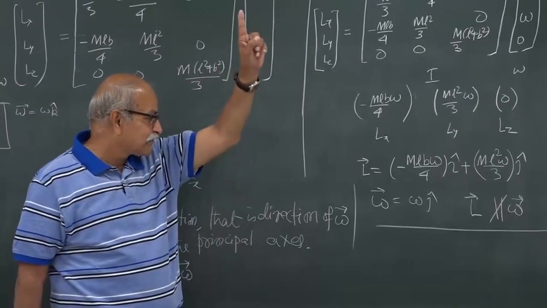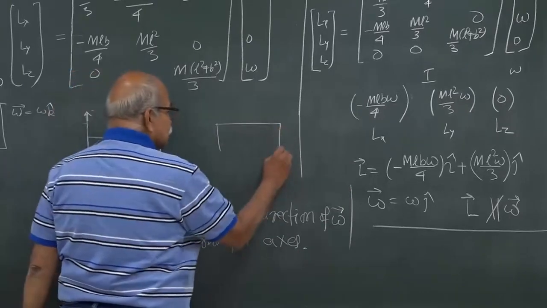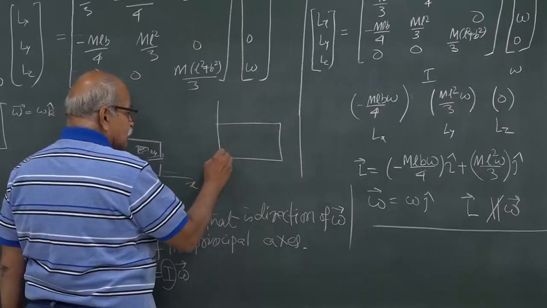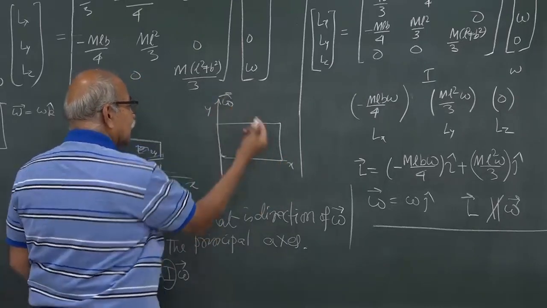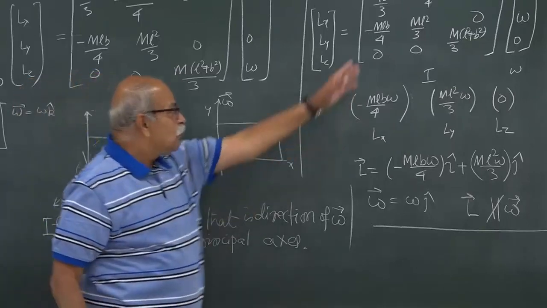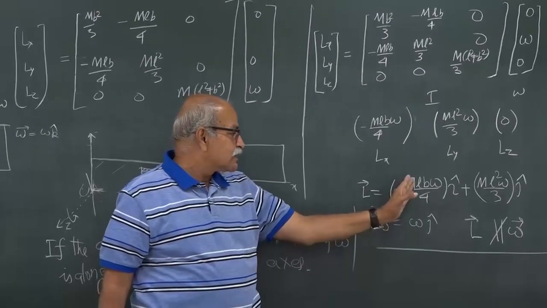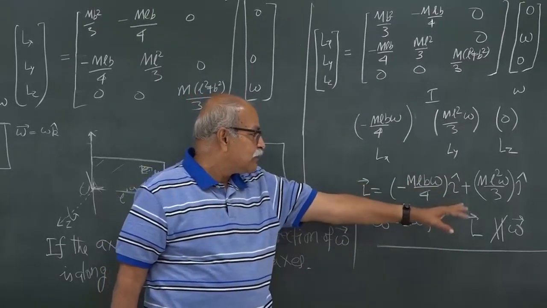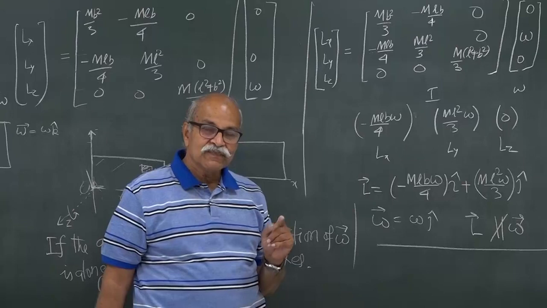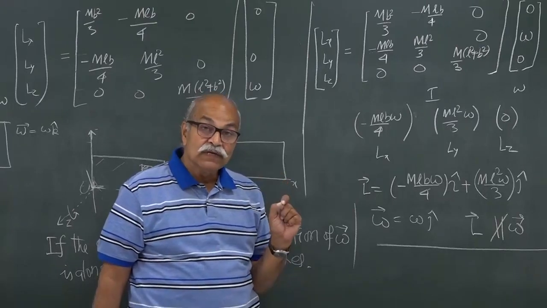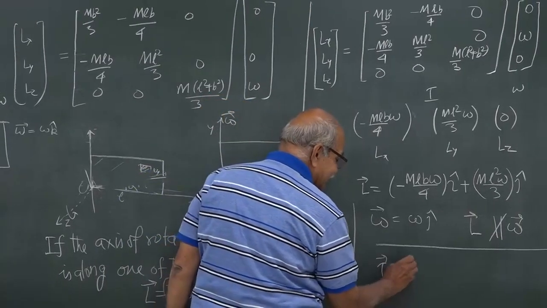Now a question. If you look at this L, I am now rotating this plate about this y axis, with x axis, y axis, and this is the direction of omega. I am rotating it this way. So all these calculations are valid. Angular momentum is given by minus m L b omega by 4 i cap plus m L square omega by 3 j cap. My question is, is the torque 0 or is it not? Torque, remember, we say is dL/dt.